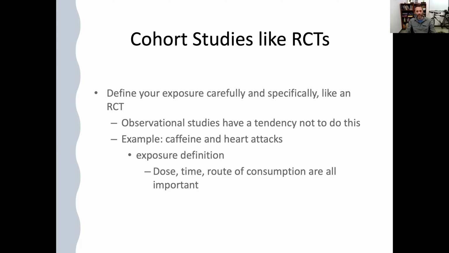All of these things have implications for what the effect of your intervention on the outcome is. In randomized trials, you have to be really explicit about that. Are we talking about bariatric surgery? Are we talking about some other weight loss mechanism? Because each of those has its own effect on heart disease. Observational trials have a tendency not to be as specific, which is to their detriment. They could be more specific, but oftentimes people aren't, and they should be.